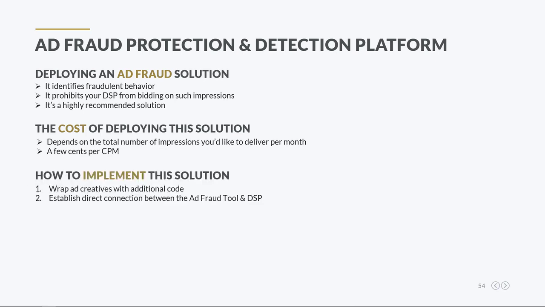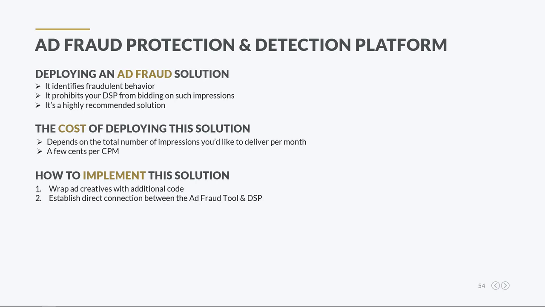If you are wondering how such a tool can connect with a DSP, there are two methods. The most common one is to wrap your campaign ad creatives with additional code provided by the ad fraud detection and protection tool. That is a manual approach. The other way is by establishing a direct connection between the ad fraud protection tool and your DSP. That way, the additional code is added automatically to all campaign ad creatives. But this will depend on whether your DSP has a partnership with the ad fraud protection tool you would like to use.